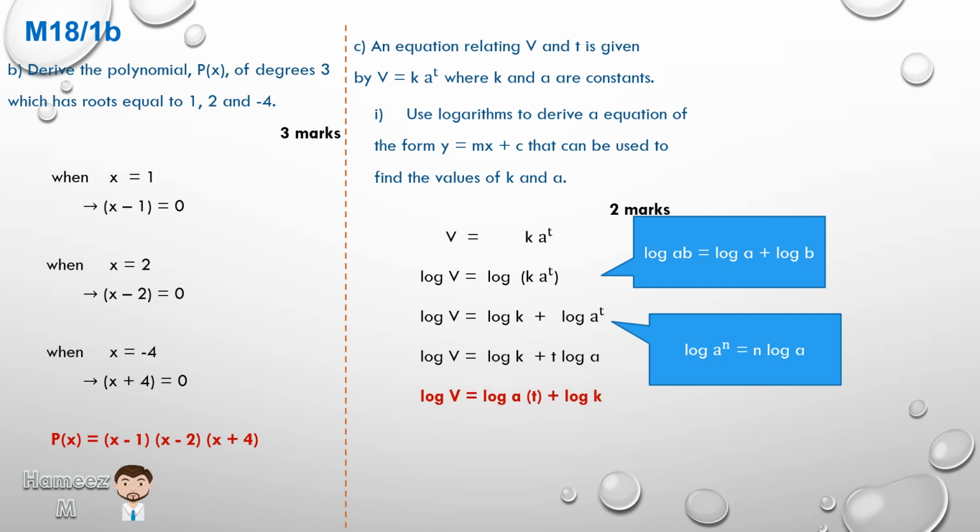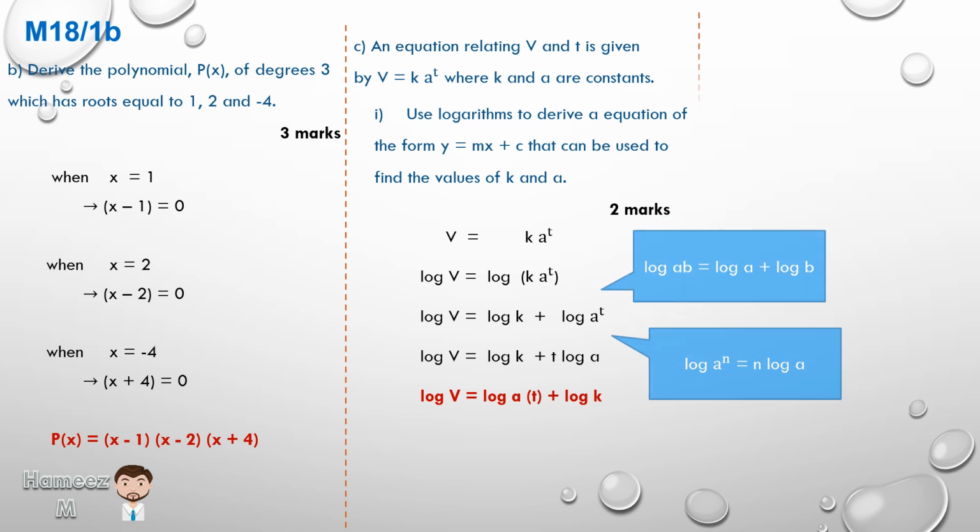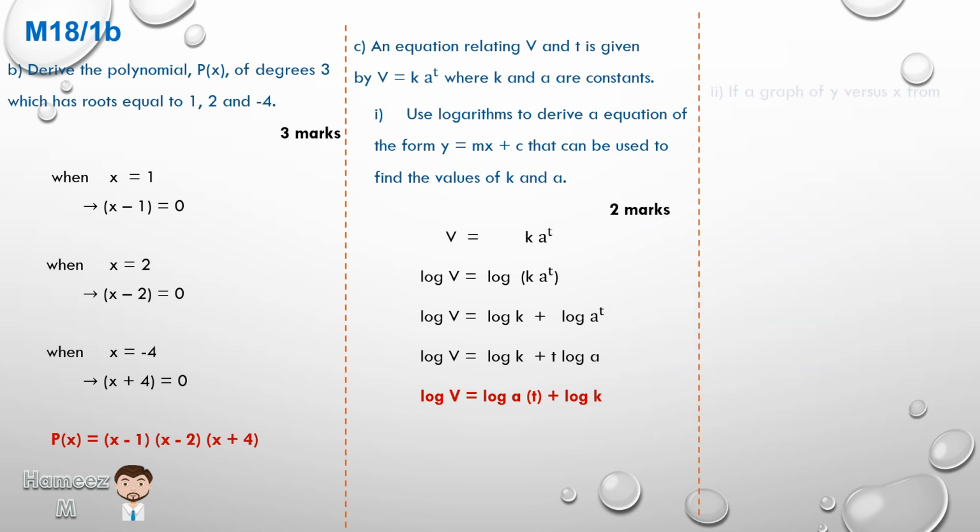And let's rewrite it to look like a straight line graph. So log v is equal to t log a plus log k, where log v will represent y, t will represent m, the gradient of the graph, log a will be represented by x, and c, the y-intercept, is log k.